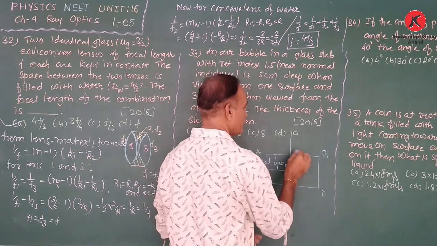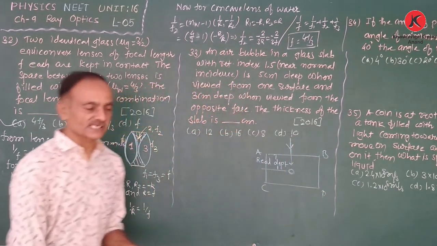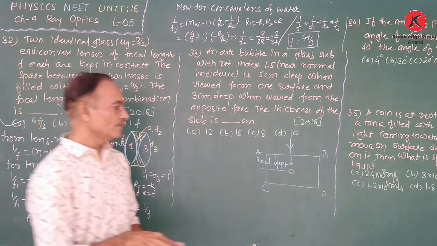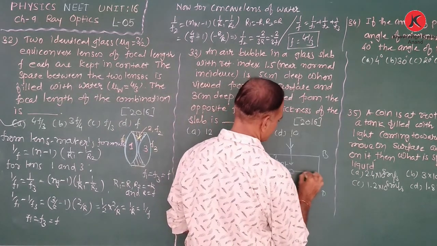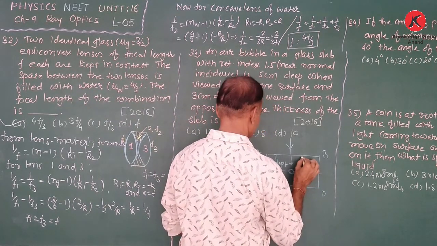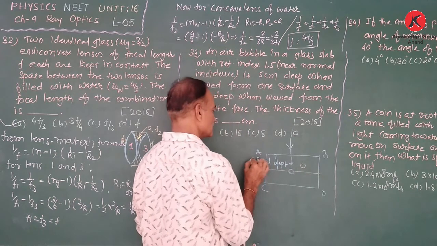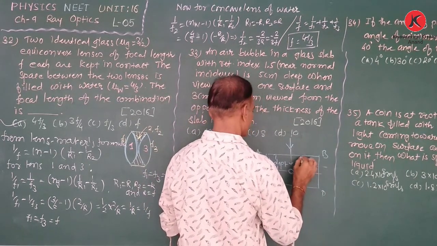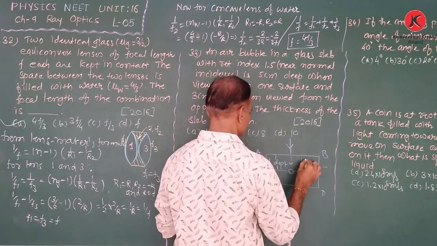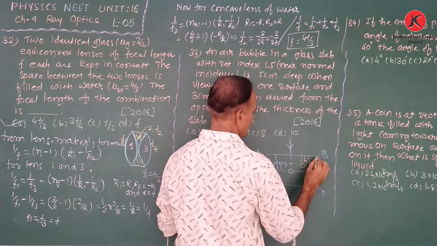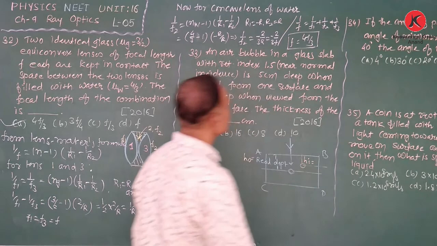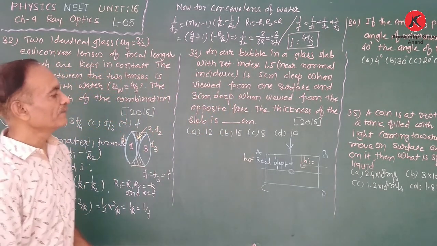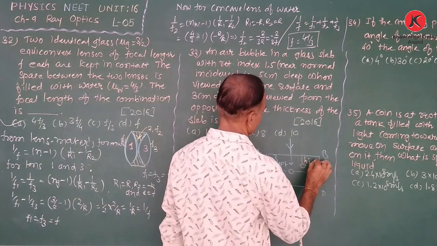Here we are observing from the AB surface. At that time, the bubble appears here. So the real depth is HO, and we obtain the apparent depth HI. HI is given as 5 centimeter.